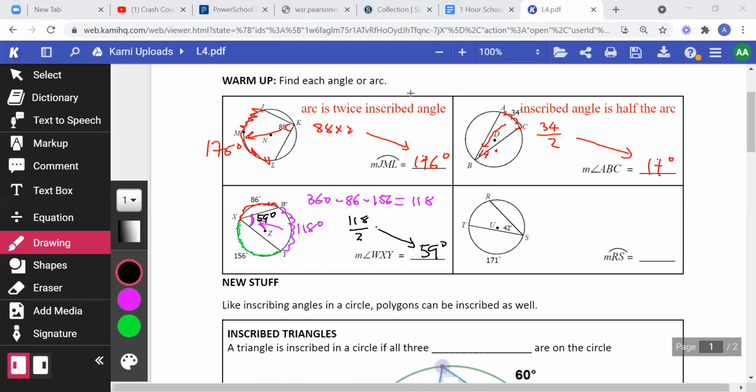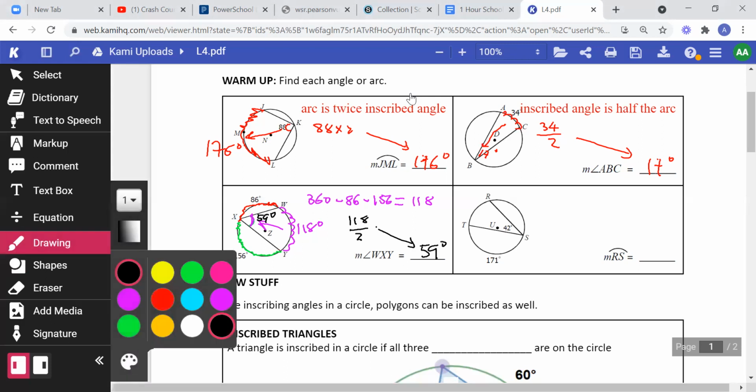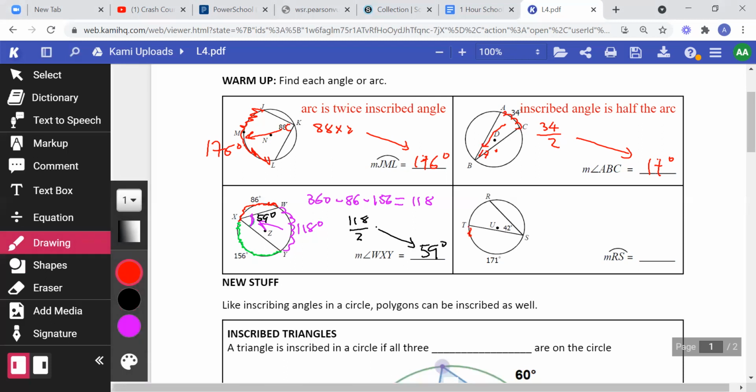Then the next problem by the side, here we are given the arc CS. We're also given this angle here, the inscribed angle RST. But we don't know the arc that is formed across, but we know that the arc is always twice the inscribed angle. So here we're going to do 42 times 2, which is 84. So that means this arc is 84.